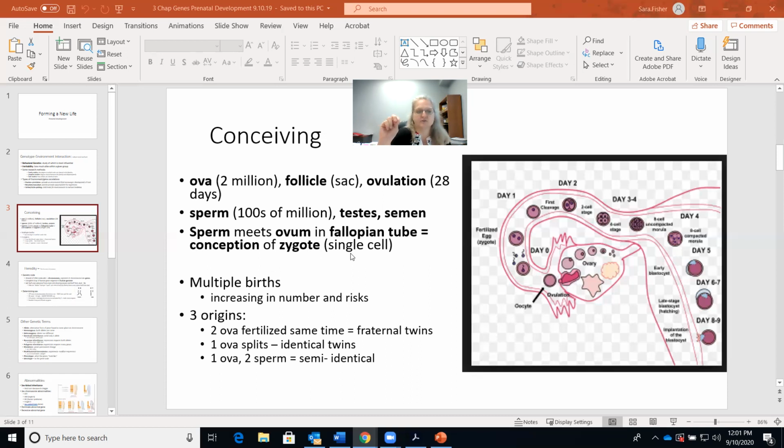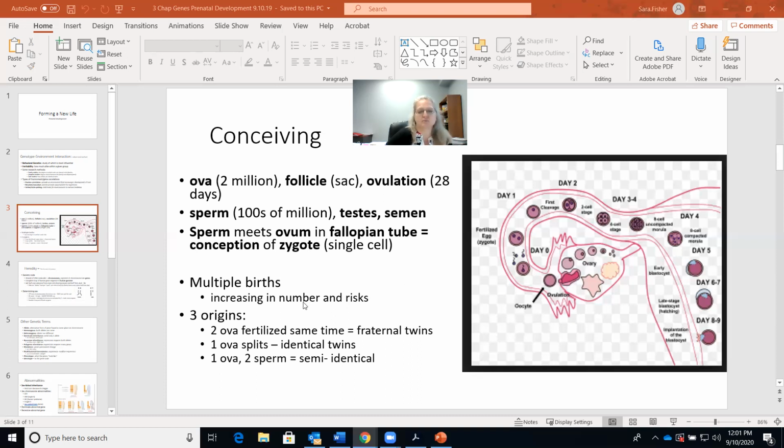You now have a full 46, all the information, 46 chromosomes, and you officially have a zygote. And that will implant, and then it will continue to divide and divide and divide until you have a baby.